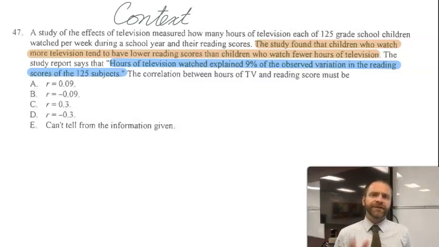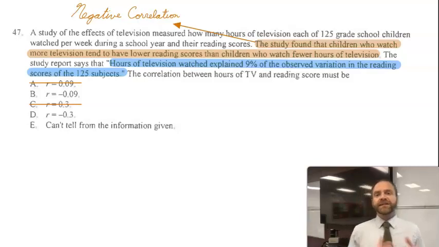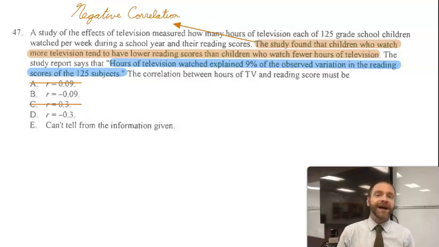Now I'm going to focus on that orange one a little bit first because that is something that tells me the direction. If you're being told that scores are decreasing as the hours are increasing, that's a negative correlation. And the reason why that's important is because I can cross out options A and C right away.